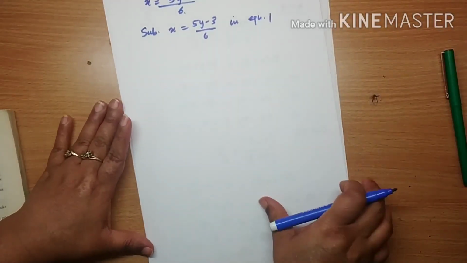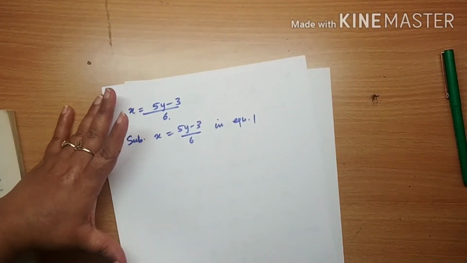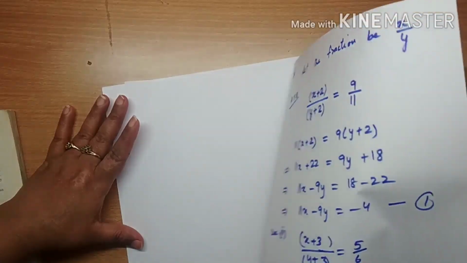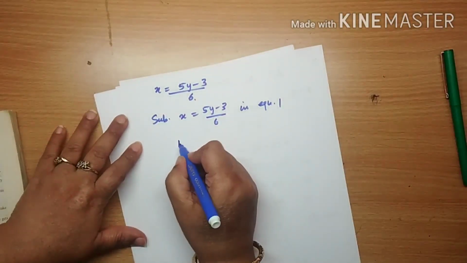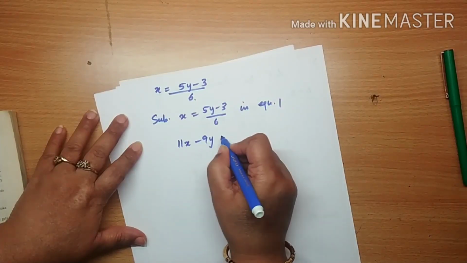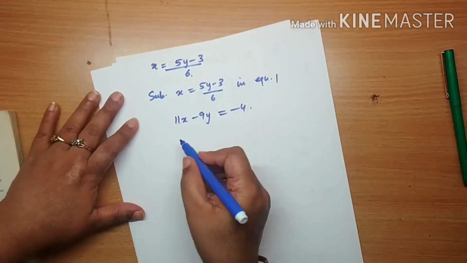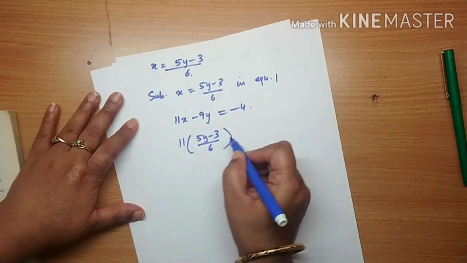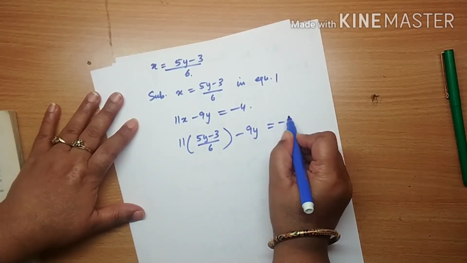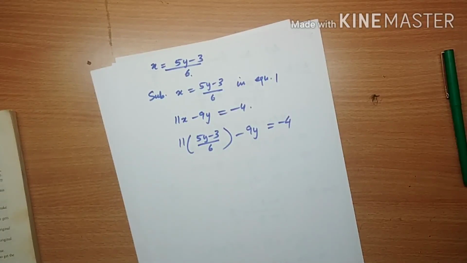And what is our equation 1? Equation 1 says 11x minus 9y equal to minus 4. So 11 into (5y minus 3) by 6 minus 9y equal to minus 4. This is what we get, children.